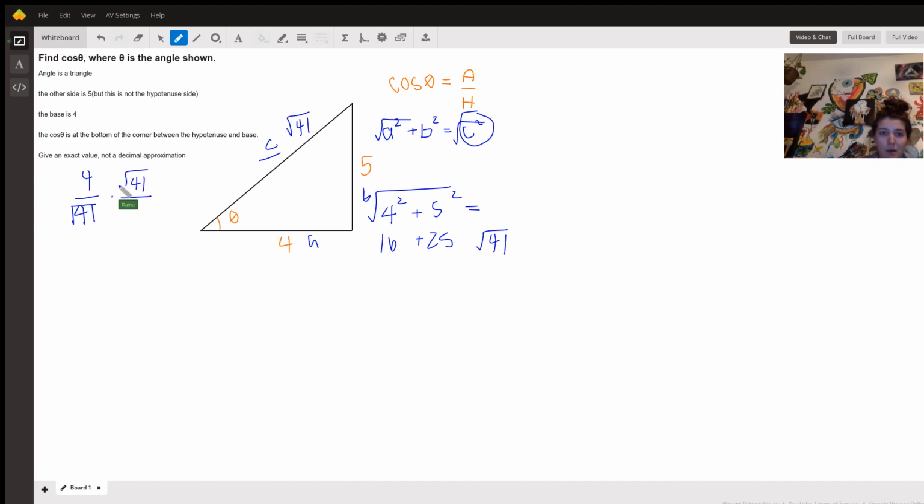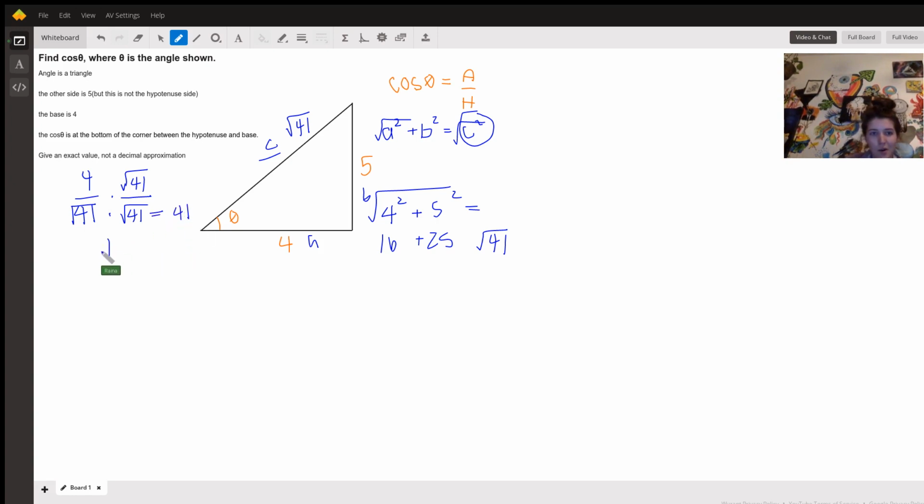by the denominator, since the square root of a value times itself is the same as just this value inside. So 4 square root 41 over 41 equals cosine theta.